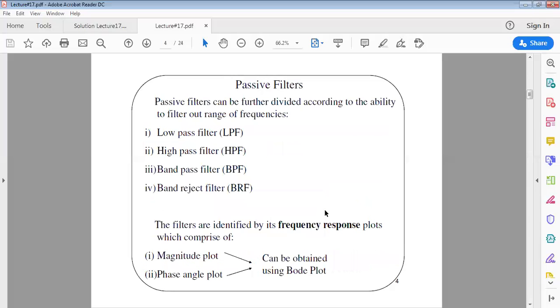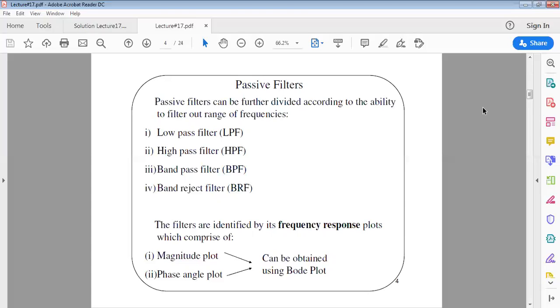Okay, so the passive filters can be further divided according to their filtering ability, where you are going to learn about the low pass filter, LPF. Number two is the high pass filter. Number three is a band pass, and number four is a band reject.